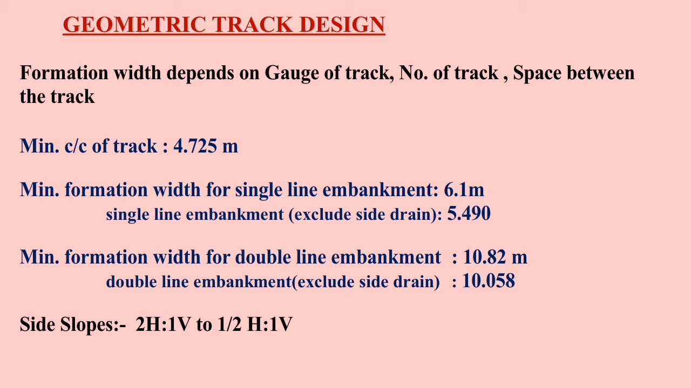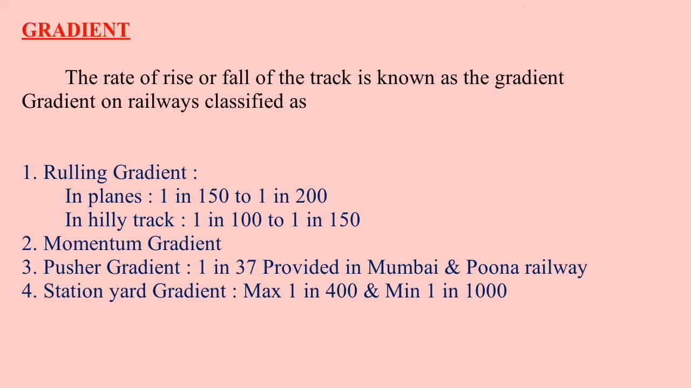Now side slopes. The slope given to the sides of the earthwork in embankment or cutting for its stability is known as side slope. The usual slope provided is 1.5:1 in cutting and 2:1 in embankment. Now let us discuss gradient. The rate of rise or fall of the track is known as the gradient. The gradients in railways are classified as rolling gradient, momentum gradient, pusher gradient and station yard gradient.